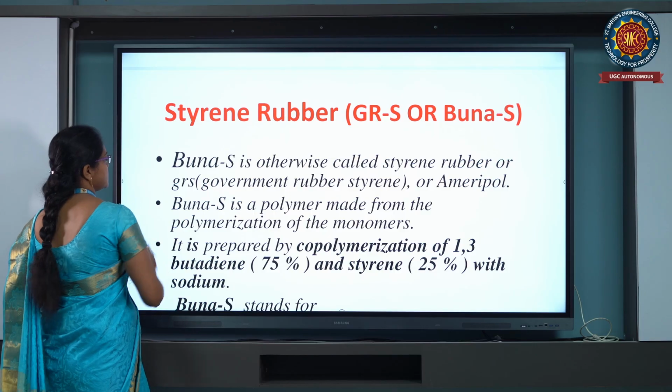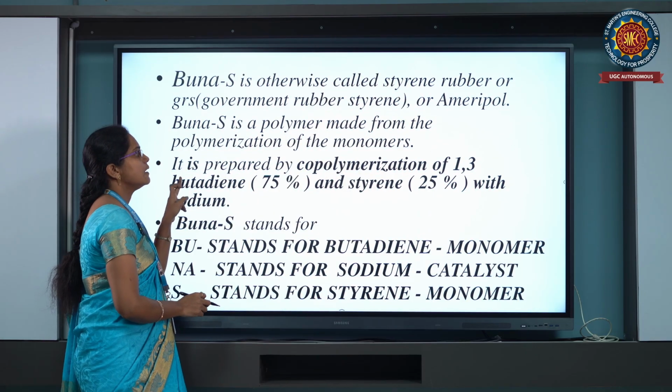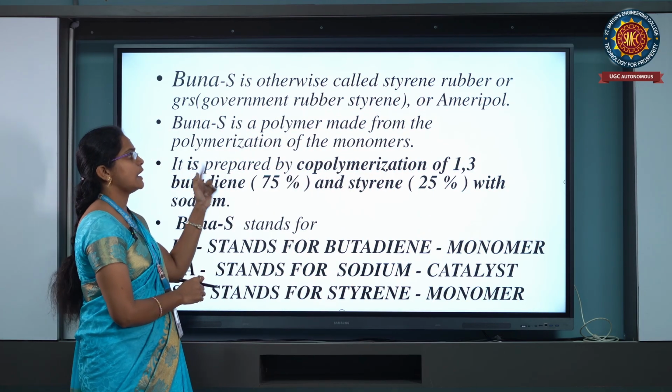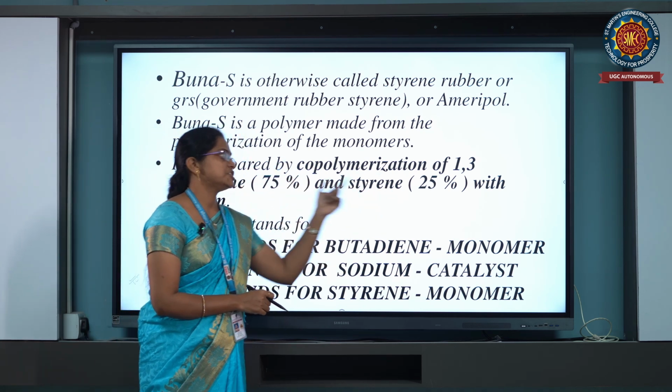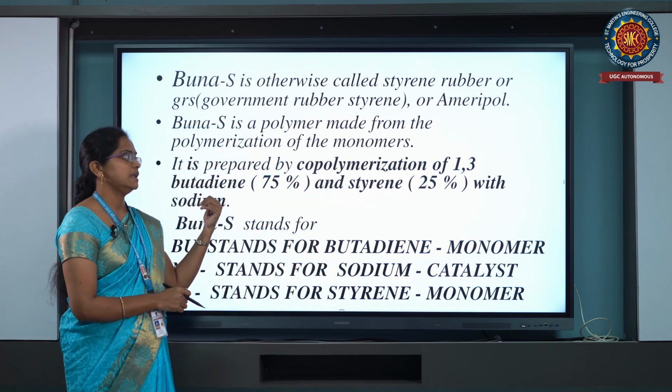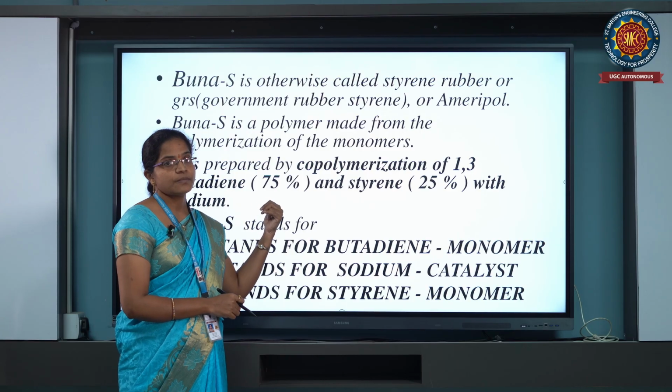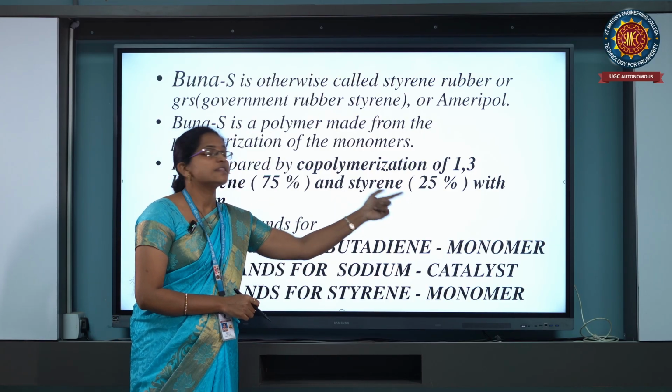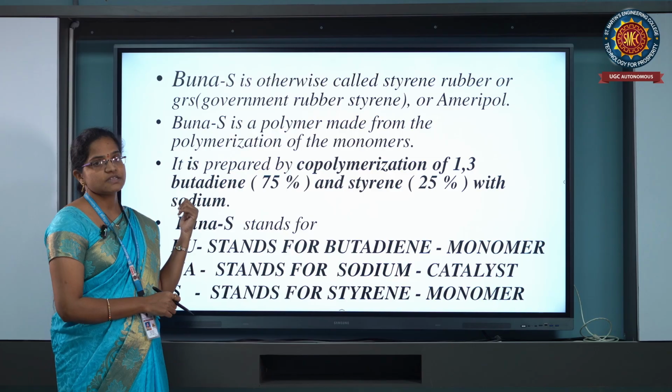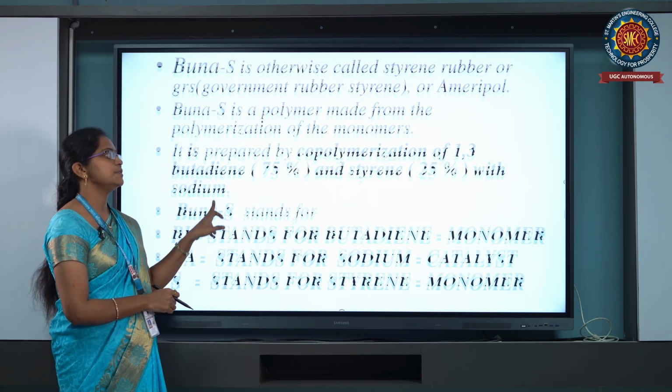Okay, first of all you have to derive Buna S. Buna S is the copolymerization of 1,2 butadiene, that is 75%, and styrene, that is 25%, in the presence of sodium. This reaction gives Buna S.